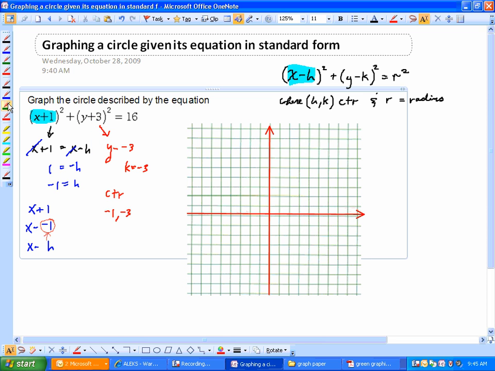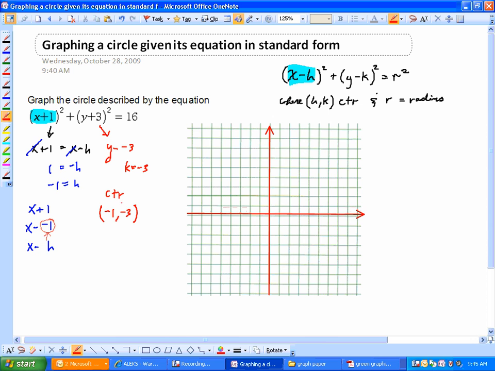Now I'm going to plot this center point. We said it's at negative 1 comma negative 3. So it's back 1 and down 3, and I'm going to put a little open circle there. And that is my center, negative 1 comma negative 3. You know what? That pen is too thick to work on this, so I'll go to this one, a little more precise. Hopefully you can see that.